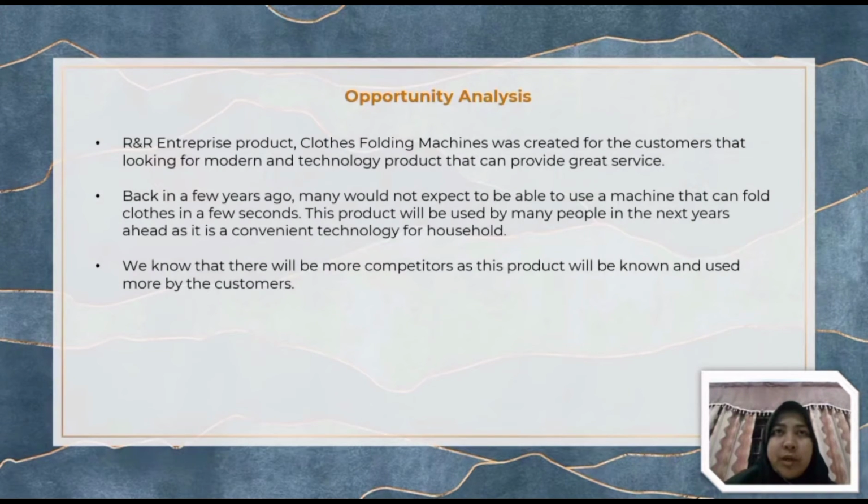R&R Enterprise's product, clothes folding machines, was created for customers who are looking for modern and technological products that can provide great service. A few years ago, many would not have expected to be able to use a machine that can fold clothes in a few seconds. This product will be used by many people in the years ahead, and it is a convenient technology for households. We know that there will be more competitors as this product becomes known and used more by customers.